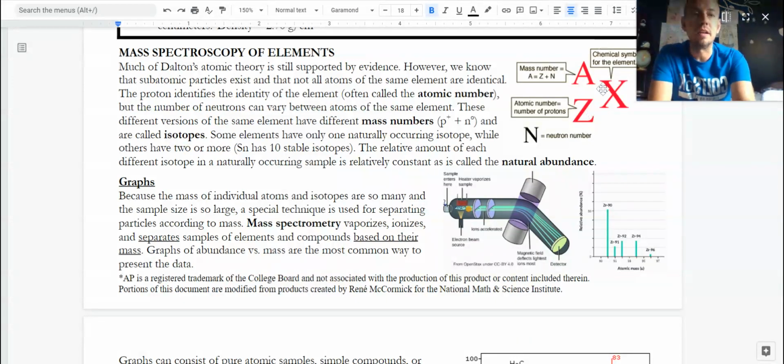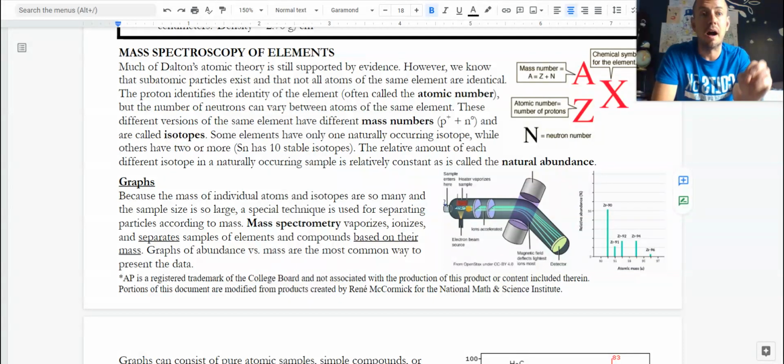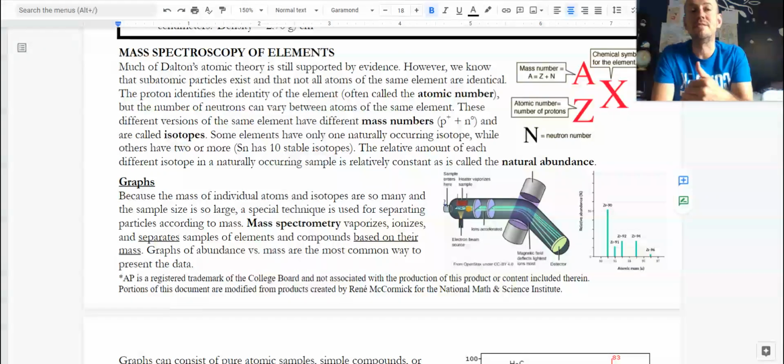One way we show that is with this symbolic notation here, using the symbol, the atomic number to tell the number of protons, and the mass number to tell the total mass of that isotope of the element. In that case, the number of neutrons is what gives the added mass beyond the protons to give us our mass.